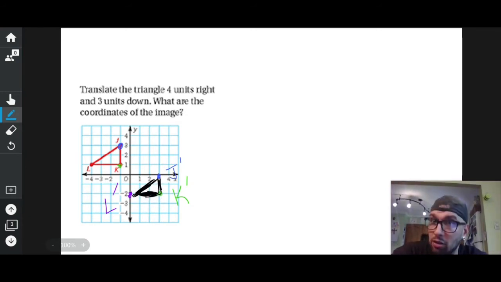But as you can see, what it's supposed to look like is that red shape is supposed to just become that black shape and just simply move. It's not supposed to get bigger. It's not supposed to get smaller. It's not supposed to rotate. It's not supposed to reflect. It's just supposed to move.